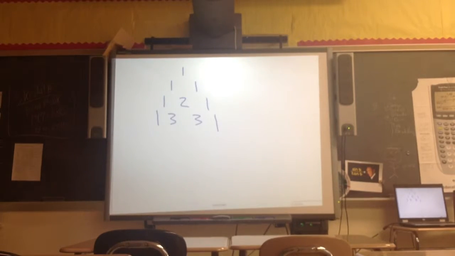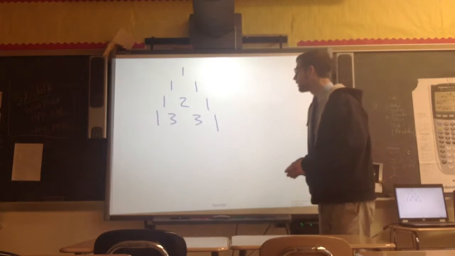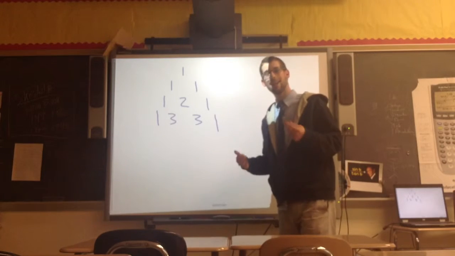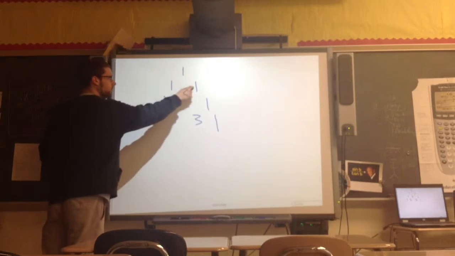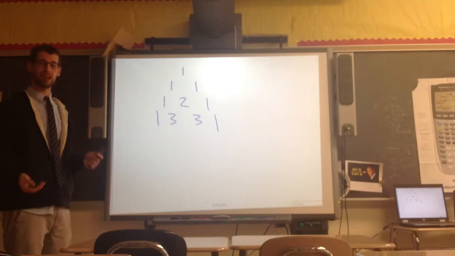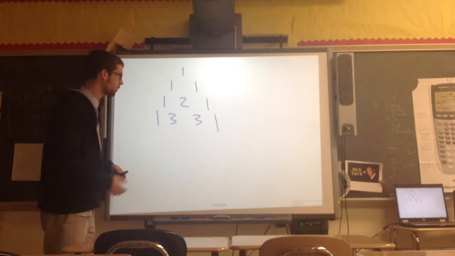All right, so today we are going to be going over Pascal's triangle. So this is Pascal's triangle. The way it works is that it starts with a 1 in the first row, 2 1s in the second row, and the way we get all the numbers after that is by adding the numbers that are directly above them in the triangle. This is what I mean.